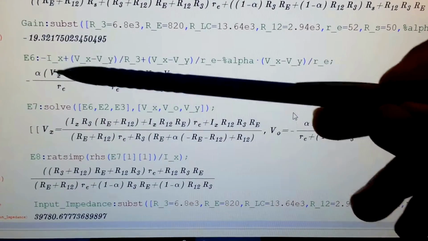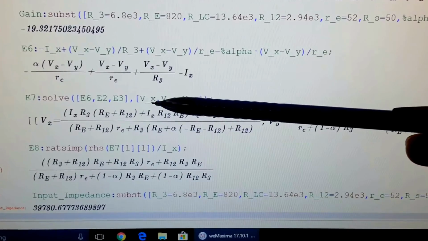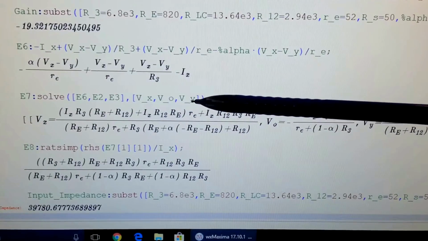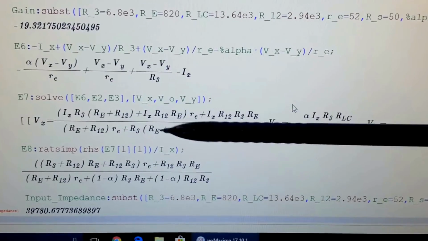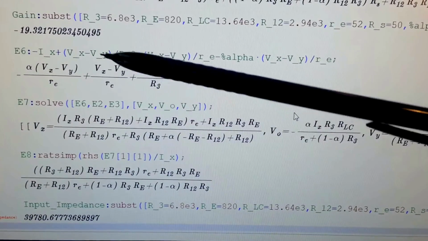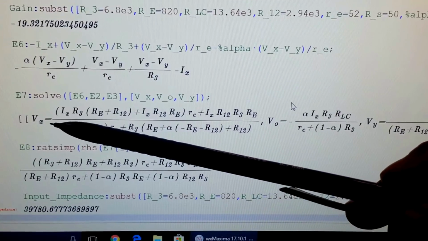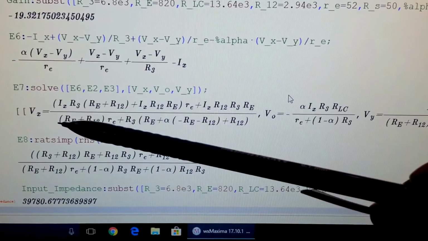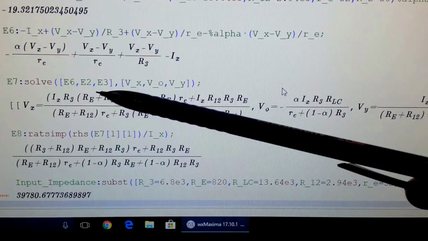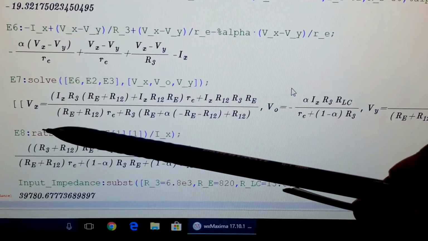Now we're going to solve the equation that we did and the 2 equations above, E2 and E3. We're going to solve it for the intermediate voltage Vx, the output voltage, and the intermediate voltage Vy. Right now though, because we want to calculate the input impedance of the amplifier, which is Vx divided by Ix, we're going to solve for Vx here. We're interested in Vx here. We're going to get this expression, and as you can see, it has Ix as a term. So if we factor Ix and divide it to this side, we're going to get Vx divided by Ix, which is our input impedance.